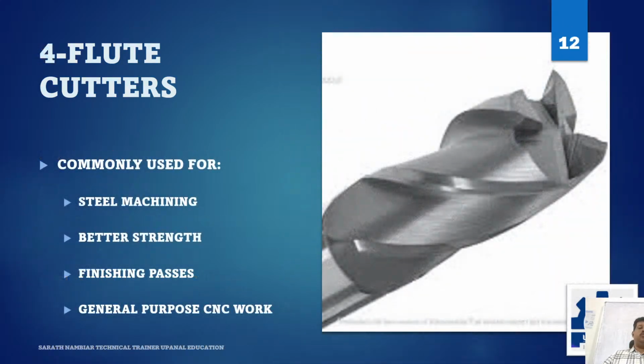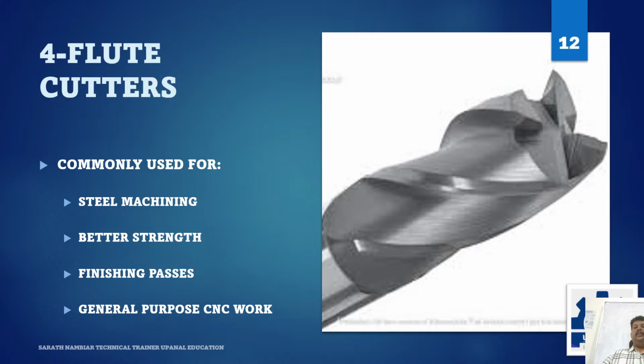Next comes the four flute cutter. This is one of the most common cutters used in a CNC workshop. Why is it popular? Because it gives more cutting edges and generally a stronger tool core. This can be useful in steel machining and many general purpose applications. Four flute cutters are often used for side milling, contouring, finishing, and semi finishing. Since there are more cutting edges, feed performance and finish can be good when the conditions are correct.